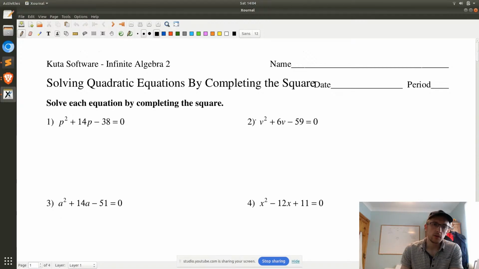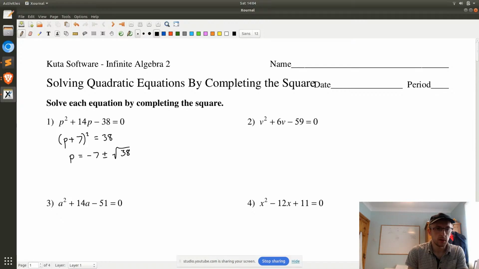Okay, now we must solve these quadratic equations by completing the square. So, what do they mean by this? Do that. Then take the square root of both sides. Yeah? And move over the 7.